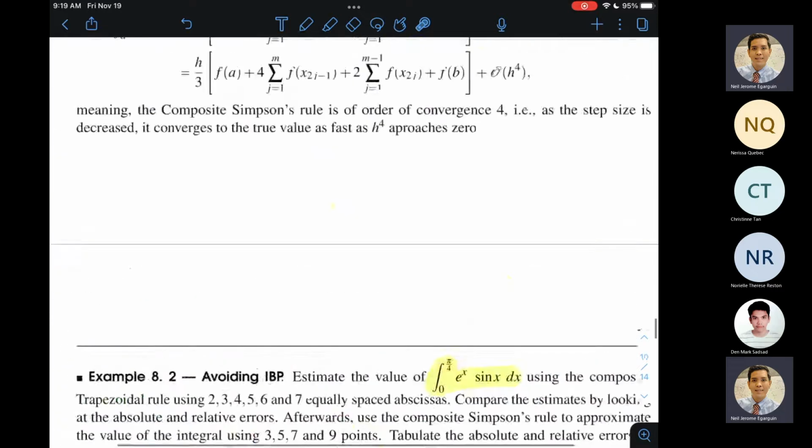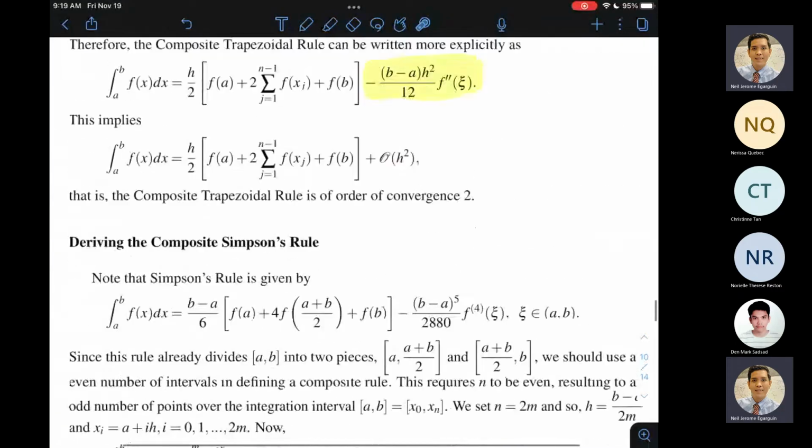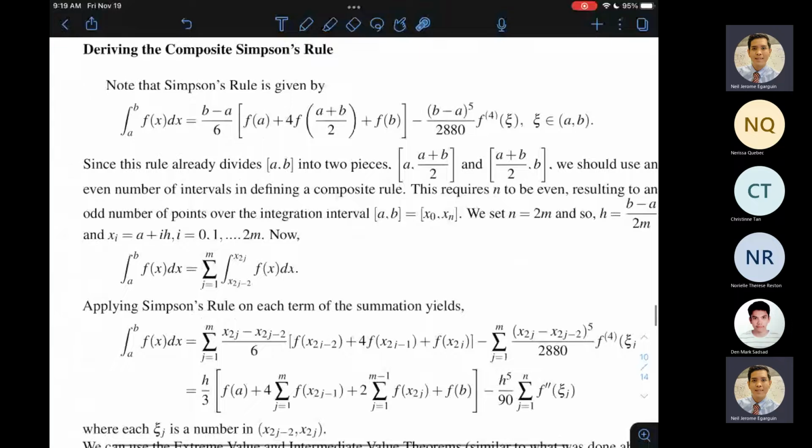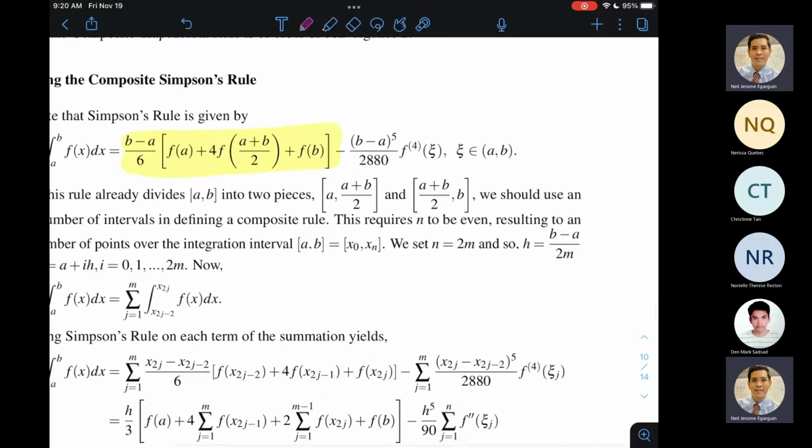Let's look at the second example here, or the second derivation here. So the next thing is, let's derive the composite Simpson's rule. Okay? Ganun pa rin naman yung idea. Babalikan natin yung simple Simpson's rule. Ito lang siya. Isa to dun sa mga closed formulas na na-derive natin last time. And then ito yung error term niya.